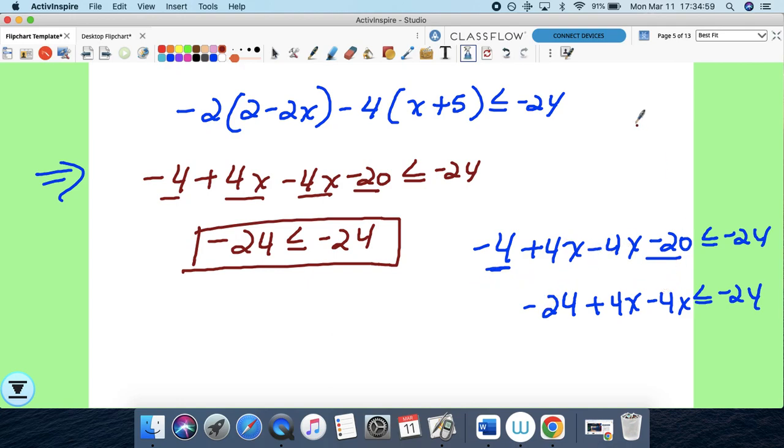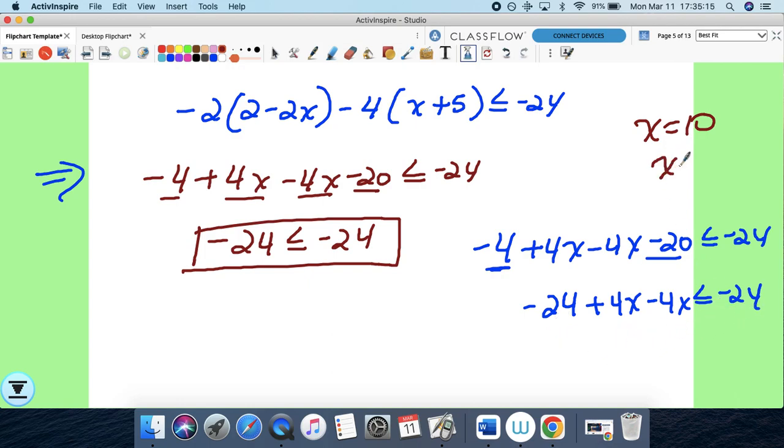So let's say x equals 10. If I plug it in here, I get 4 times 10. And if I plug it in here, I get negative 4 times 10, which is negative 40. So I get 40 minus 40, and that eliminates each other, right? And I'm going to be left with negative 24 is less than or equal to negative 20.